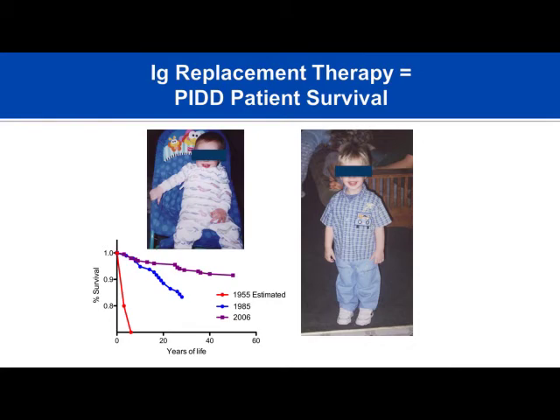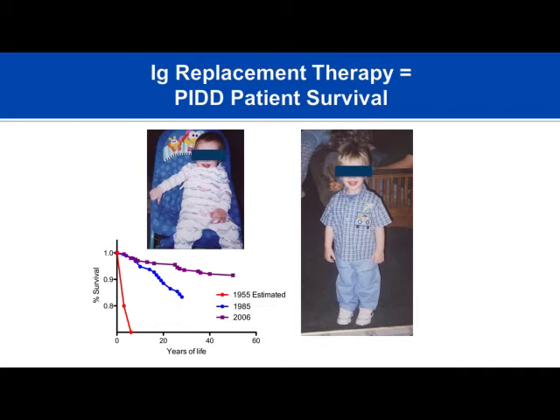For the patient I discussed with you in this case study, here he is several years later, looking well and healthy and indistinguishable from any other 4-year-old boy. And this is because he was on immunoglobulin replacement, and he had great resistance to infections on that therapy.